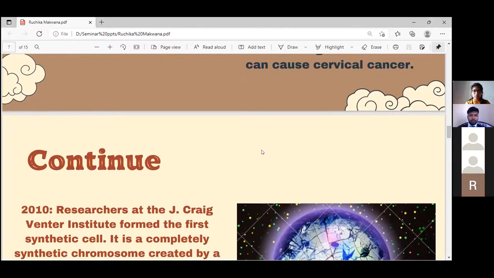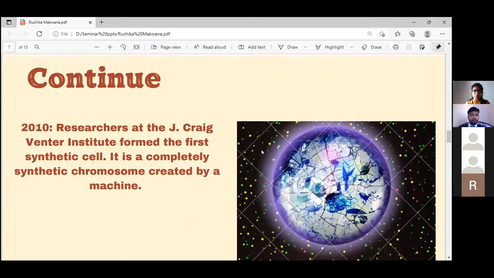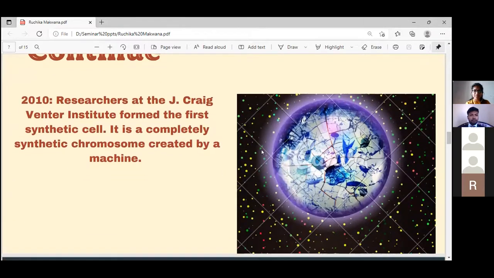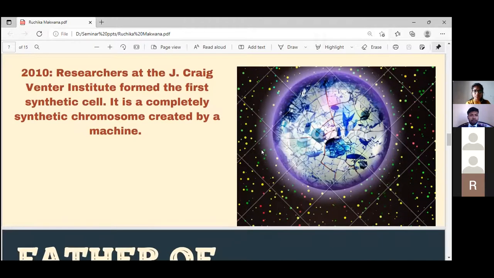Then in 2010, scientists at JCVI constructed the first cell with a synthetic genome. They didn't build a cell completely from scratch. Instead, they started with a cell from a very simple type of bacteria called a mycoplasma.